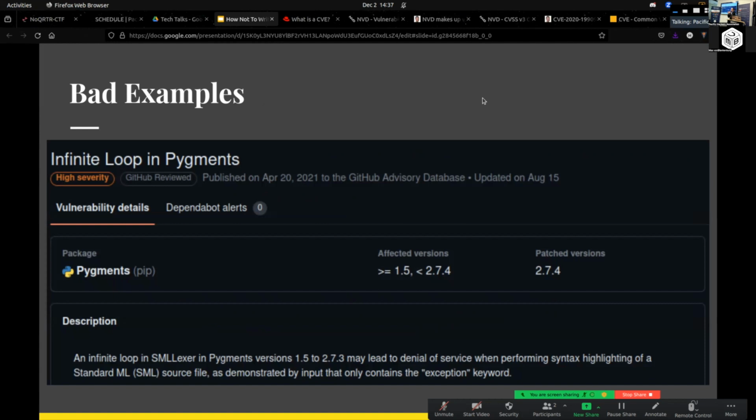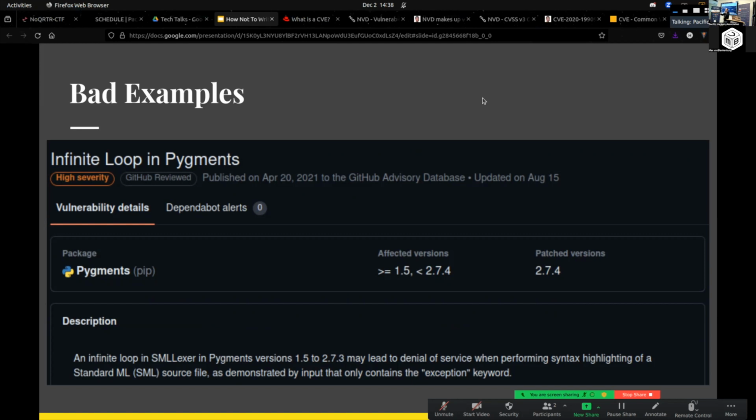Yeah, here's where things get complicated. This is an infinite loop in Pygments. It's high severity. Infinite loop typically means denial of service. You're making the program spin forever, so then it breaks, it crashes, it denies service. So typically those are high severity because they affect availability, and it's important. But if you look at the details, there's some issues. It may lead to denial of service when performing syntax highlighting of a Standard ML source file. So you're only vulnerable if you scan Standard ML code.